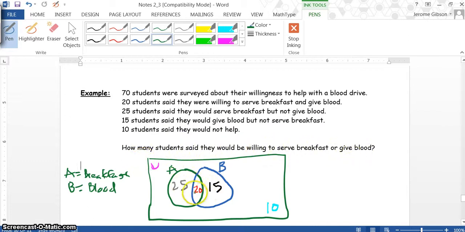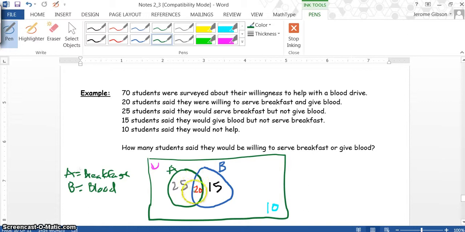I made a little Venn diagram here with A being breakfast, B being blood. Now, we had 25 people that would serve breakfast but not give blood, 20 people that would serve breakfast and give blood, and 15 said that they would give blood but not serve breakfast. And then we have 10 out here that neither did the breakfast or the blood.